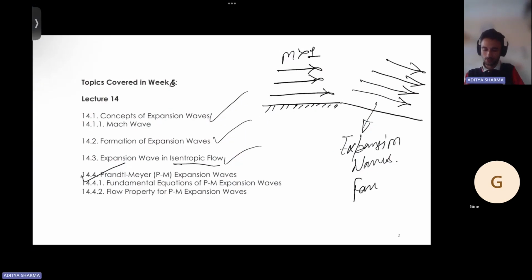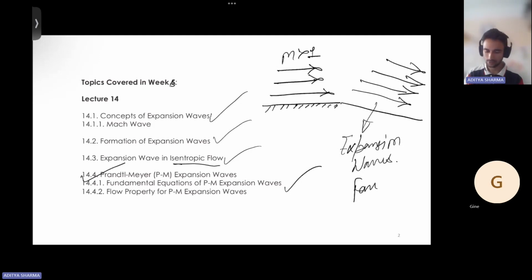Then there are the fundamental equations of PM waves, which have been written here. I'll not go into what has been numerically put forth in this section, but this is basically the fundamental equations of expansion wave. Mathematically, if we have to solve an expansion wave, we need to take help of the fundamental equations.